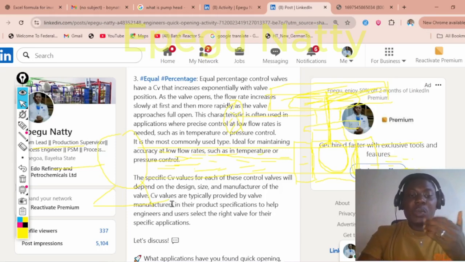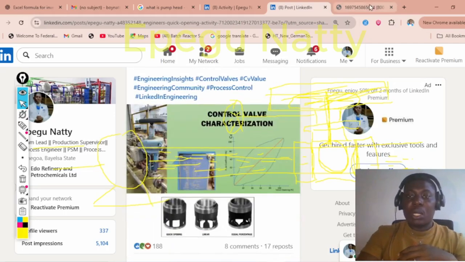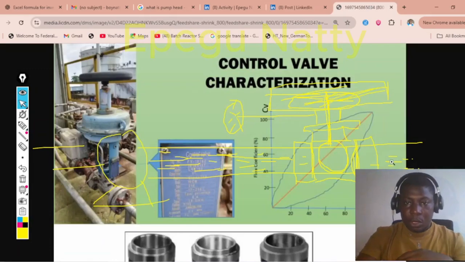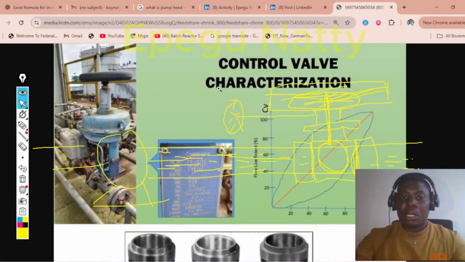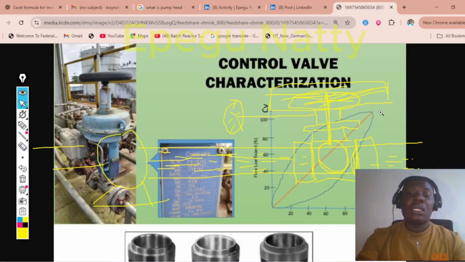Now, these specific CV values for each of these control valves will depend on the design, size and manufacturer of the valve. All right. Now, let's look at the image here. Sorry, this thing is blocking us. But if you look at this simple graph here, you notice we have three trends. We have a straight line here, which is the linear type.